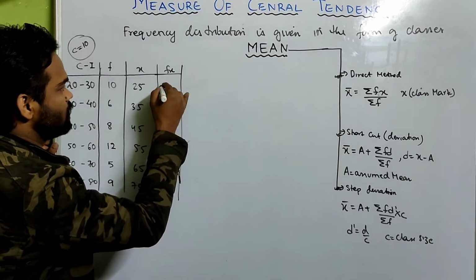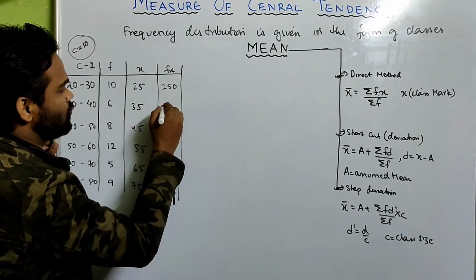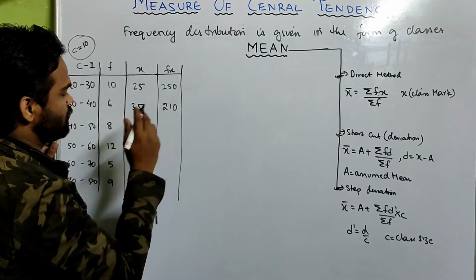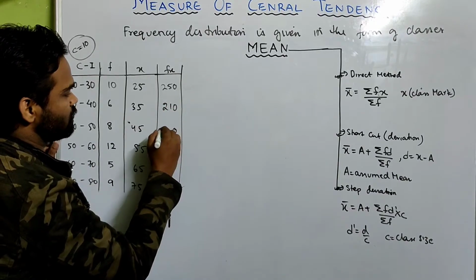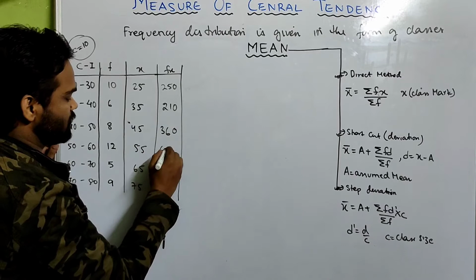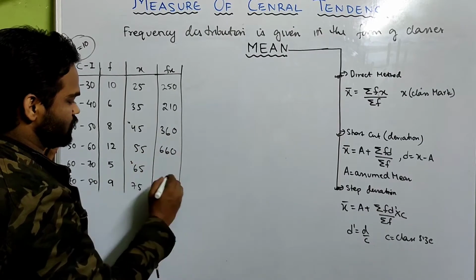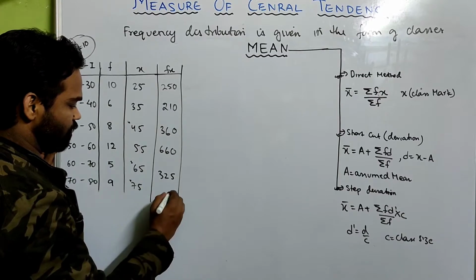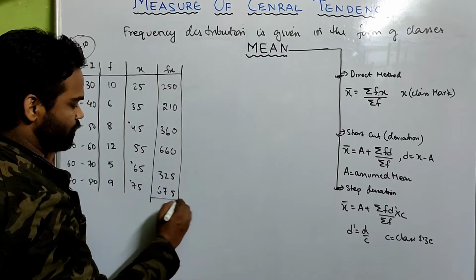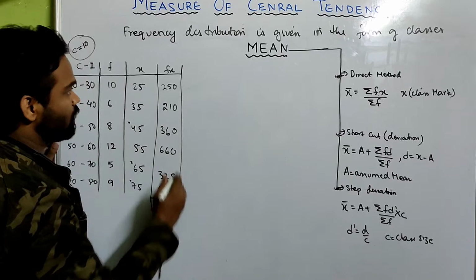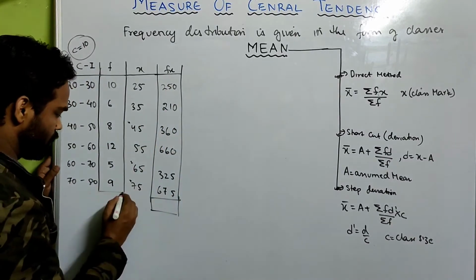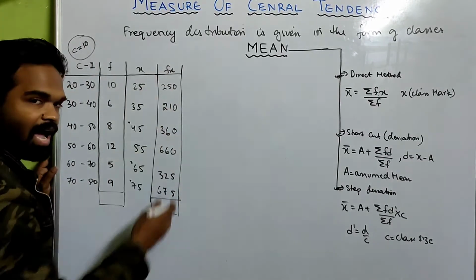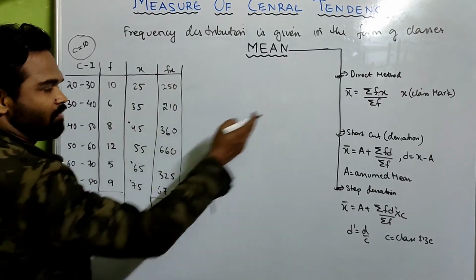Calculate fx. This is 250, 210. This is 8 5s are 40, 360. This is 660. This is 5 5s are 25, 320. This is 9 5s are 45, 675. So we got fx. We have f. Add the values of fx. That will be sigma fx.